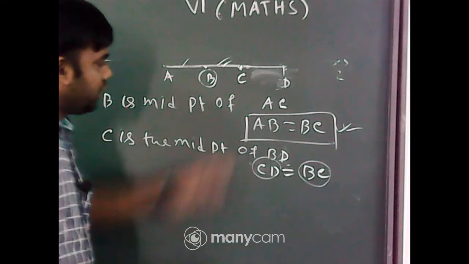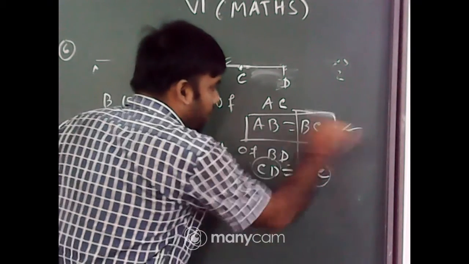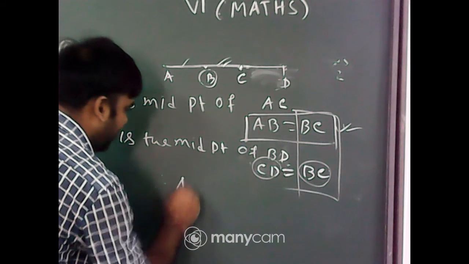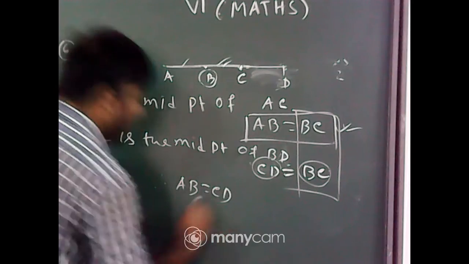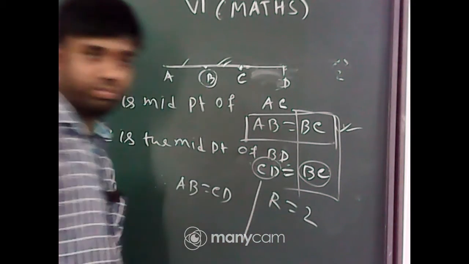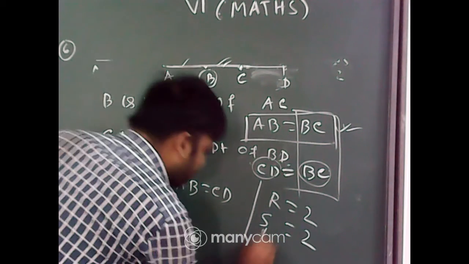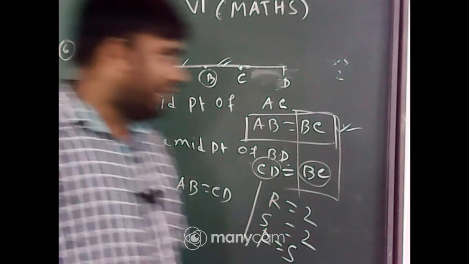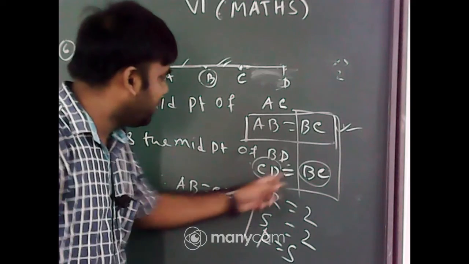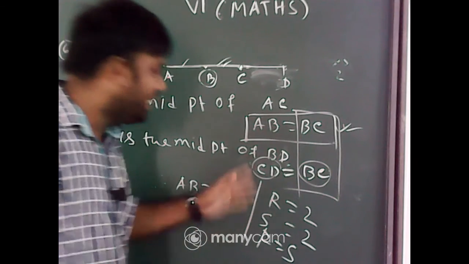Now just these two relations, AB equal to BC and CD equal to BC. Right hand sides are equal. Then also left hand sides will be equal. AB equal to CD. Just for an example, Ram equal to 2 and Sam equal to 2. Then what can you say? Ram equal to Sam, because both of them are equal to 2. Here both AB and CD are equal to BC. That's why AB and CD are equal.